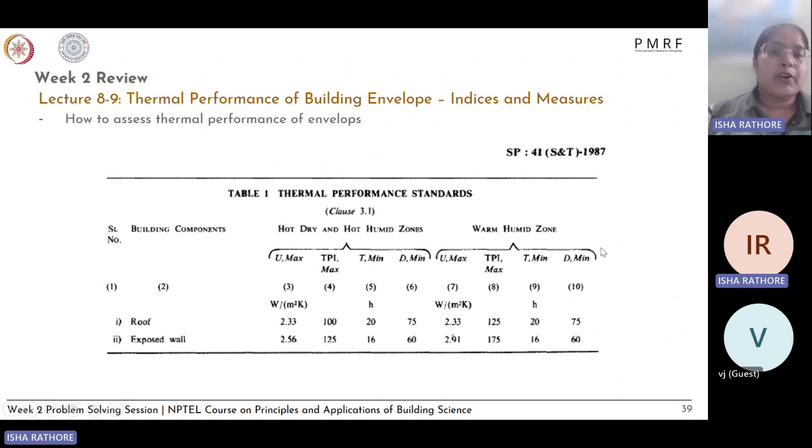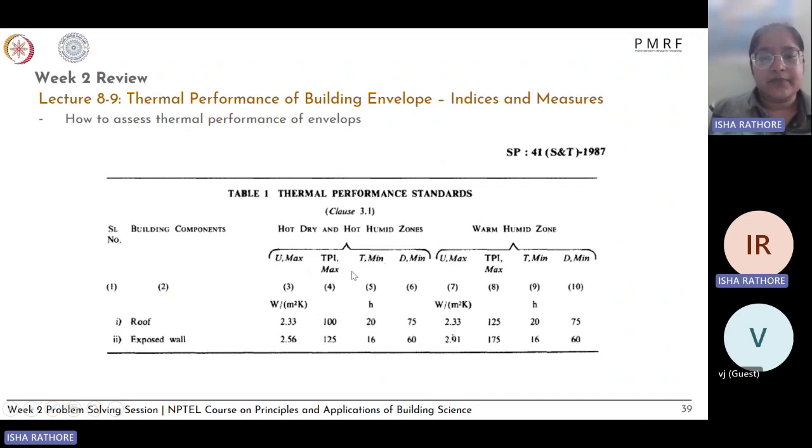Okay, so in SP41, we are again given values for all of these terms which we looked at for the different climate zones. So we have the maximum U value for the roof and for an exposed wall as 2.33 for roof and for exposed wall 2.56. We have TPI maximum. So this is for hot, dry and hot humid zones. Then for the thermal performance index, we want to have a TPI between 100 to 125. That is class A, class B.